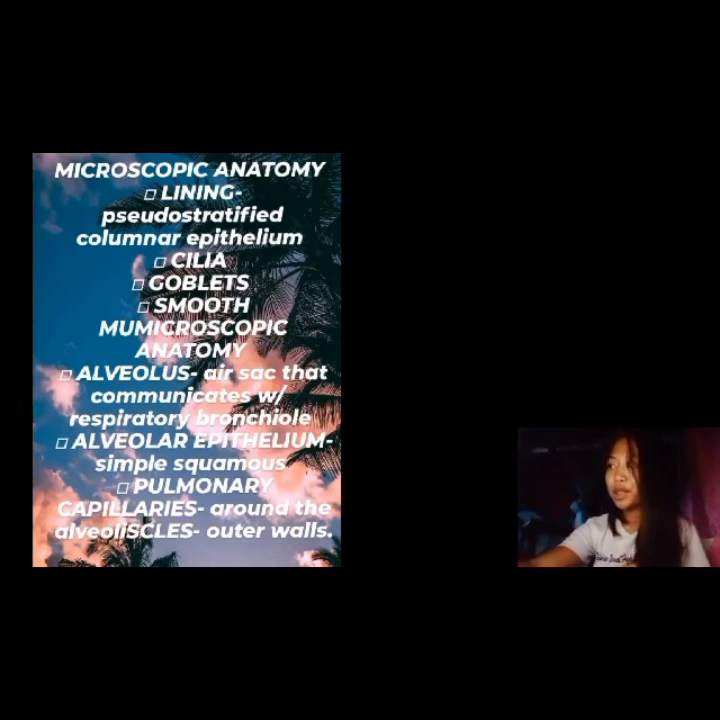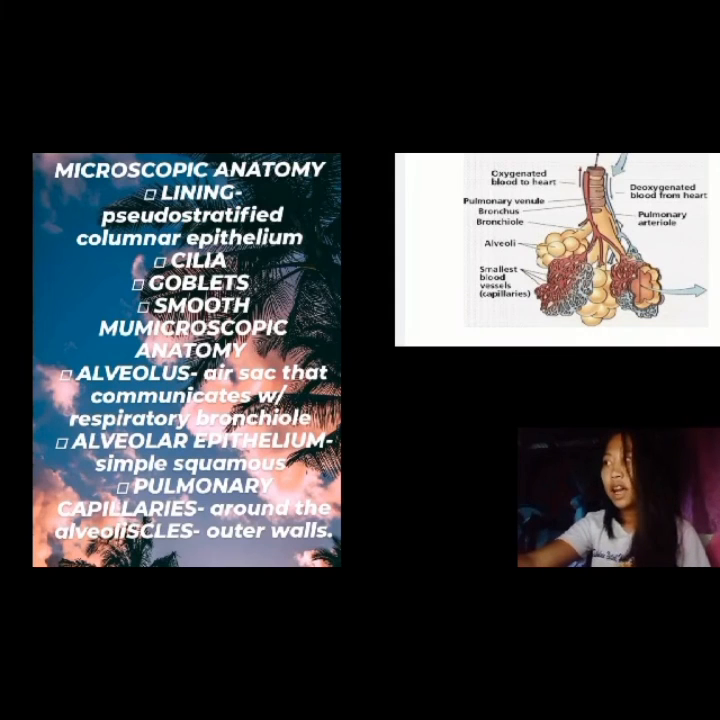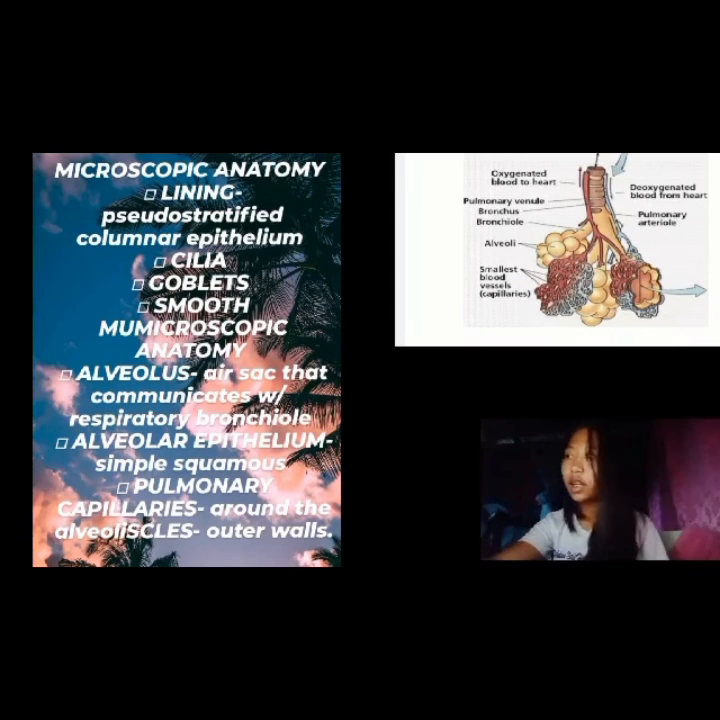Here is the microscopic anatomy. Lining: pseudostratified columnar epithelium. Cilia, goblet cells, and smooth muscles are in the outer walls. Alveolus is the air sac that communicates with the respiratory bronchiole. Alveolar epithelium is simple squamous, while the pulmonary capillaries are around the alveoli.